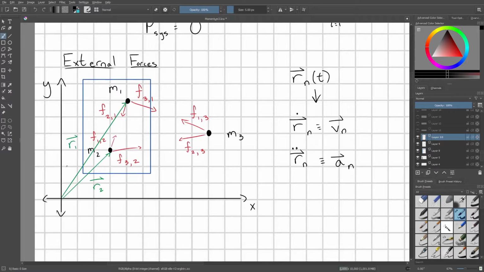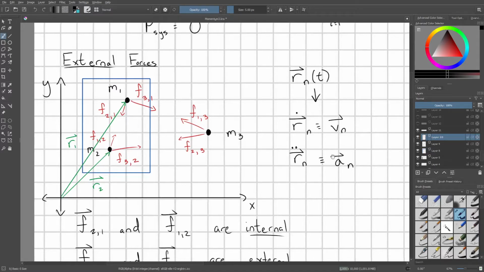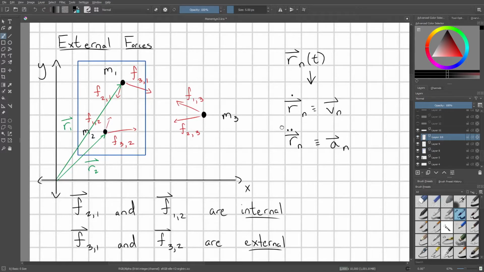Remember that each of these vectors, R1 and R2, are functions of time, right? Because these particles are going to be moving around. Remember, if I take the time derivative of my position vector, that is the definition of the velocity for one of those particles. And the second time derivative would be the acceleration of one of those particles. All right, that's all just reminder.